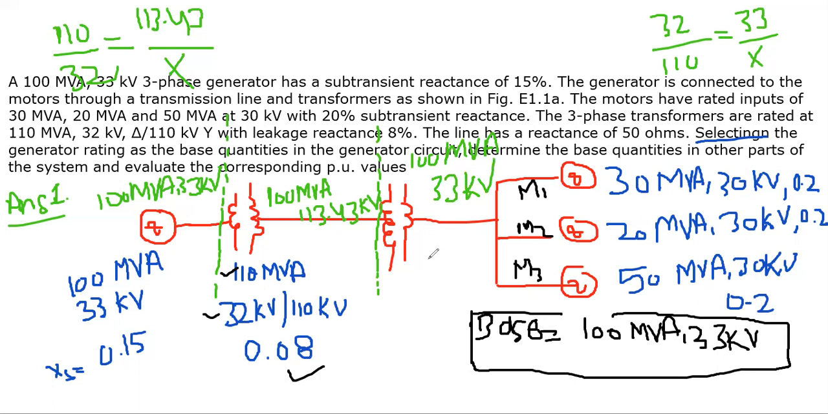That's why the base voltage is changing due to the transformer, and on different sides of a transformer it will be different. So the first answer of this question is done, that we have to tell the base quantity in different parts of the system. Now second, we have to see the corresponding per unit value, so that we will do.